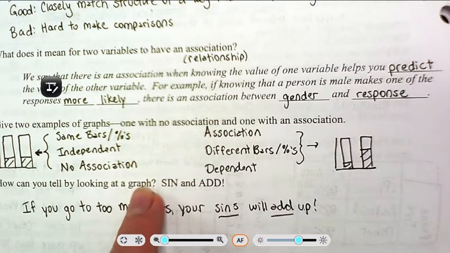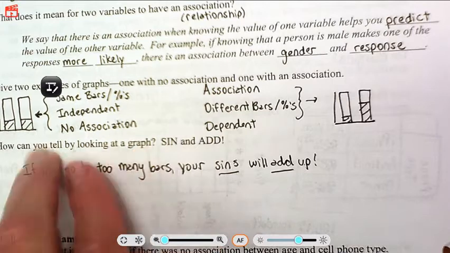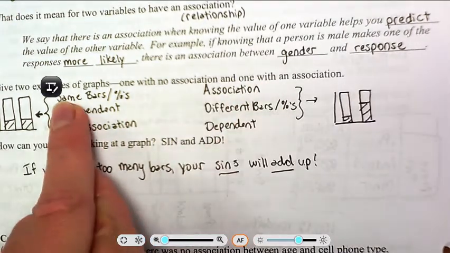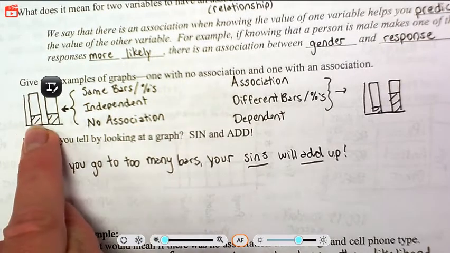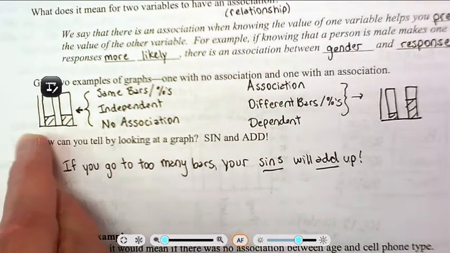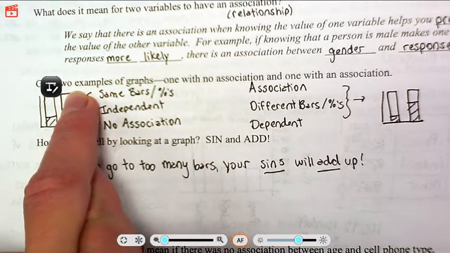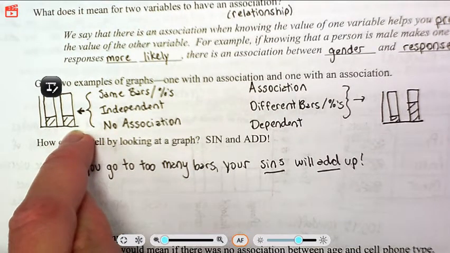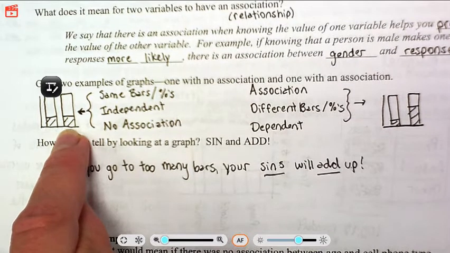Give two examples of graphs, one with no association, one with an association. Okay. All right, so say that males and females who invest in retirement looks like this. They do invest, they don't invest. Females do invest, don't invest. Well, is there a difference between males' investment patterns and females' investment patterns? No. So is there an association between gender and investing in retirement funds?